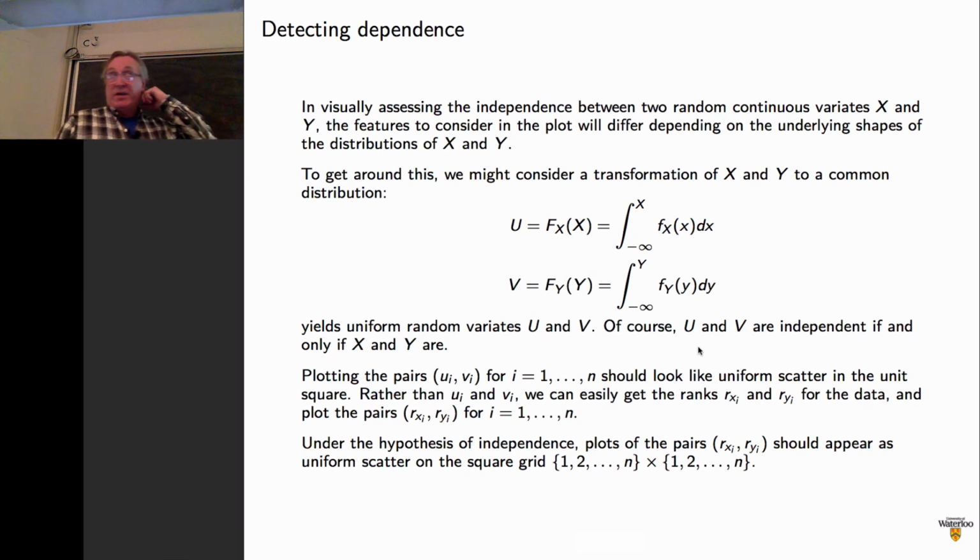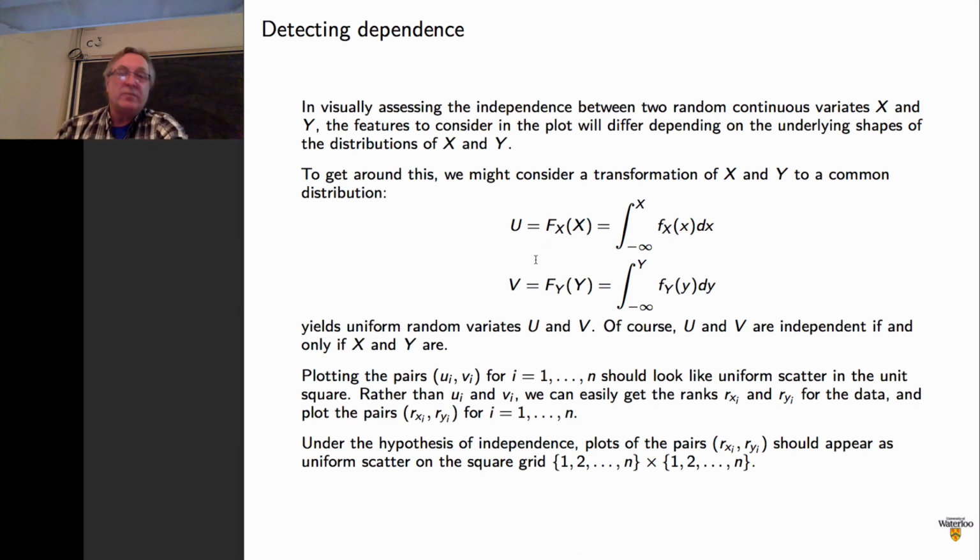So here's a different transformation, and this transformation is going to allow you to detect dependence very easily. It's not going to necessarily make it easy to describe that dependence, but it'll be easy to tell whether there's dependence or not dependence. And that is this transformation. You know that if I have any x value here, and if I knew F of x, I could apply the distribution function to that value and get a new value u. Similarly, I could do that for y. U and v, these two transformed variables, will be uniformly distributed. We've used that a few times already to generate data.